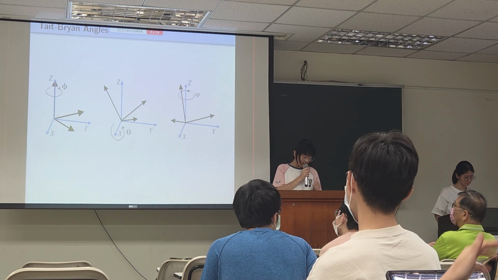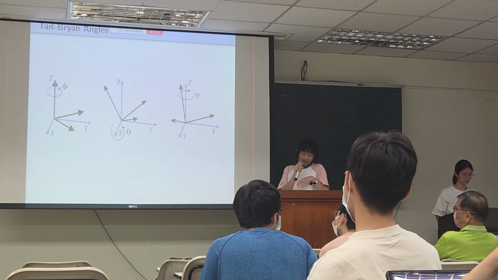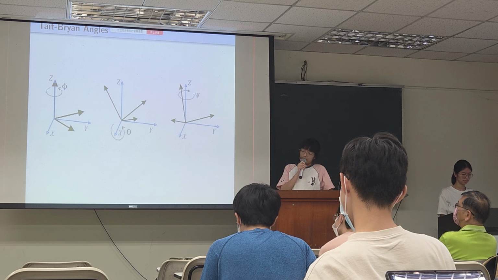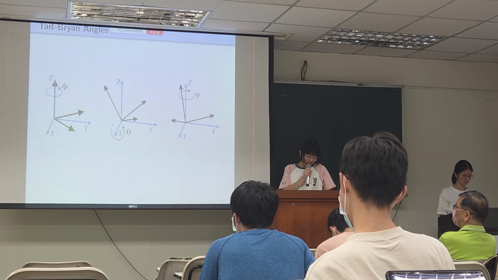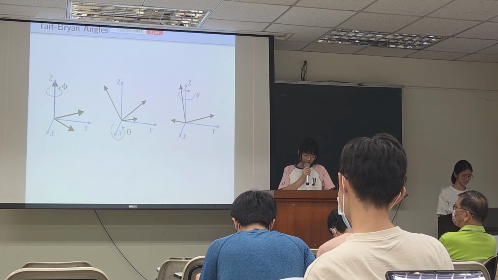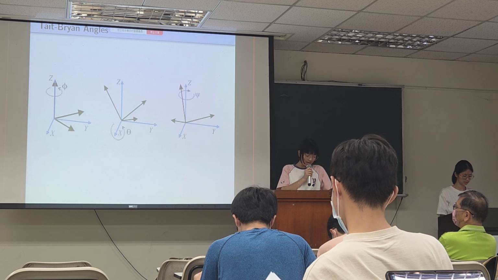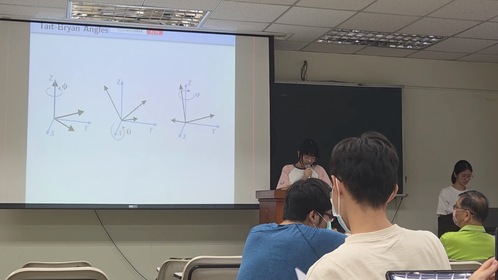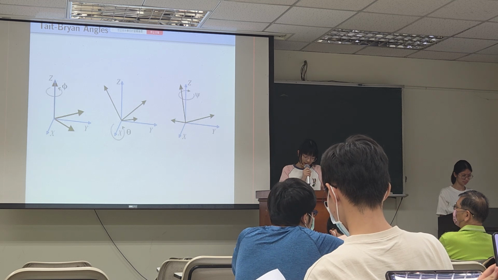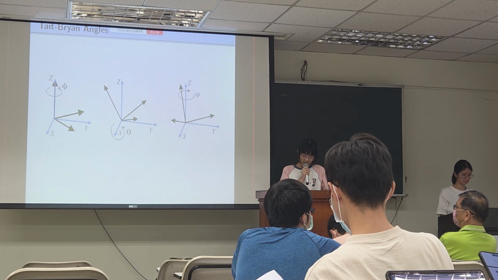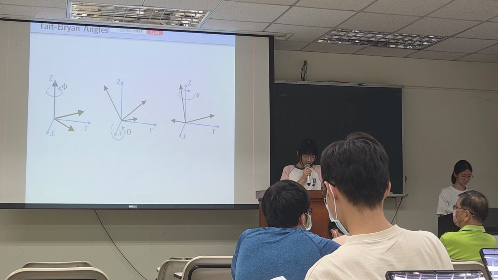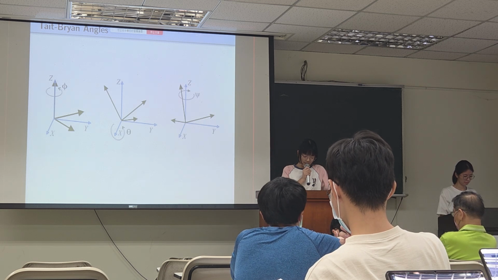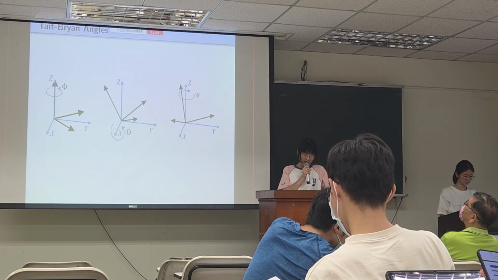This image illustrates the three Tait-Bryan angles: yaw, rotation around the vertical axis; pitch, rotation around the side axis; and roll, rotation around the forward axis. We use these angles to describe how each sensor moves and rotates in 3D space. These angles will later be optimized to fit the measured data.